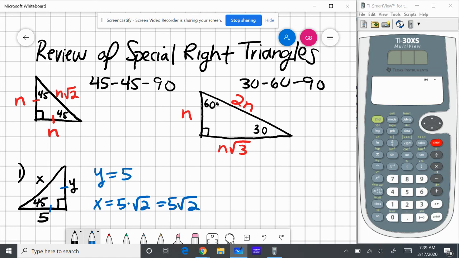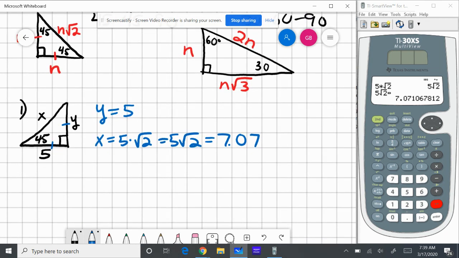So for that, we're going to use the calculator. So 5 times the square root of 2. Okay, it just gives me 5 square root of 2. But if you press this button above the enter sign, these two arrows here, it changes it into decimal. So that is going to be 7.07. All right, let's try another.